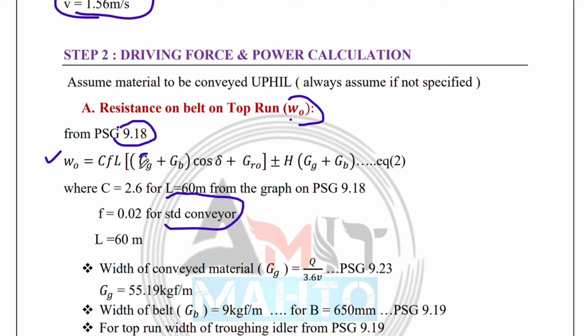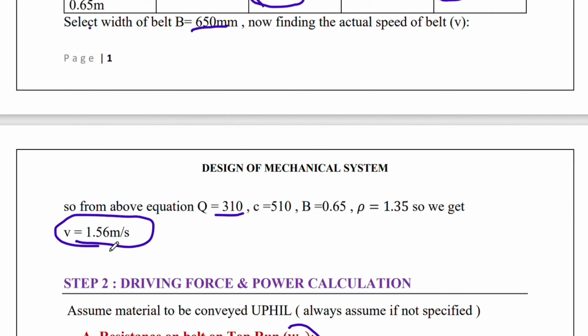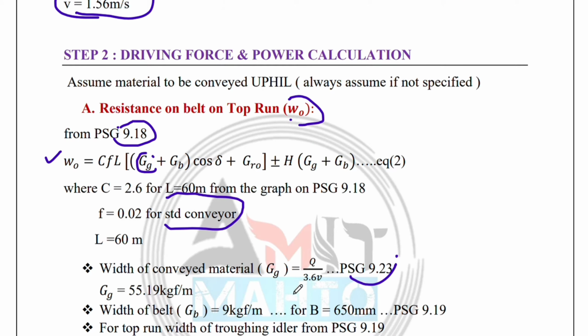Next is small Gg. This Gg indicates the weight of conveyed material per meter length. So Gg is equal to Q upon 3.6 v. This formula you will get on PSG page number 9.23. On this page you will get this formula. Put the value of Q, which is 310, and v is 1.56 meter per second. Put these values and you will get the answer, which is 55.19 kgf per meter.